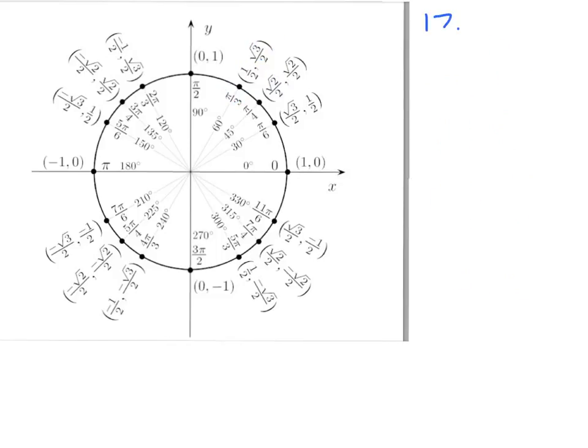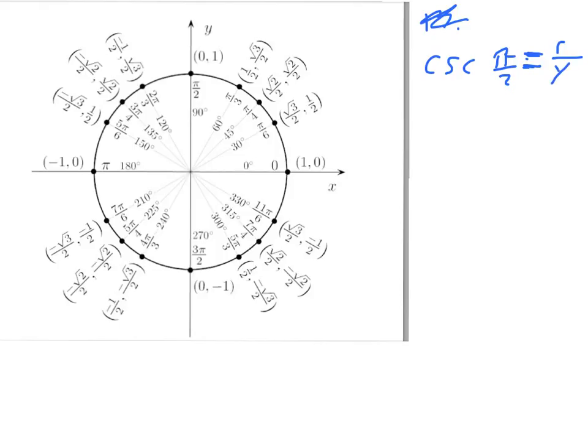17. Oops, sorry, it's still 16, but it's the next one. Let's go down the column. Let's go cosecant of pi over 2. So remember, cosecant is r over y, right? It's the reciprocal of sine.